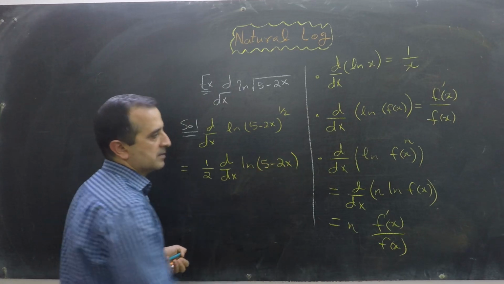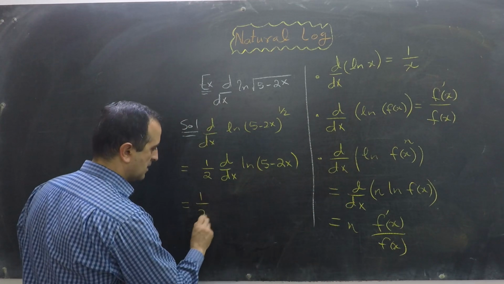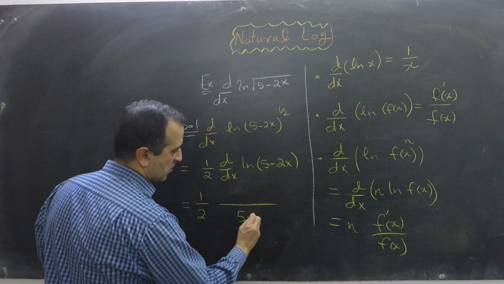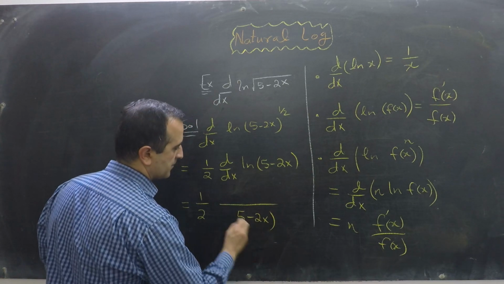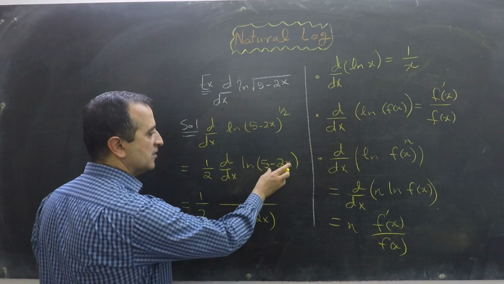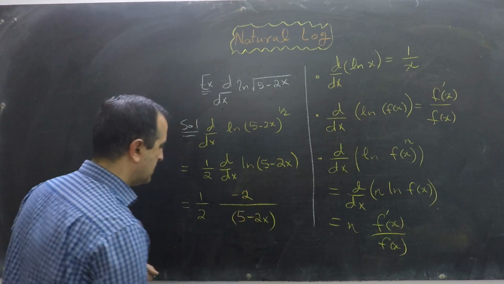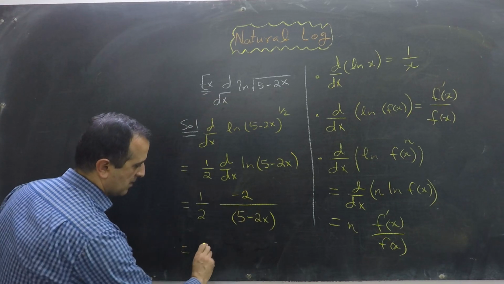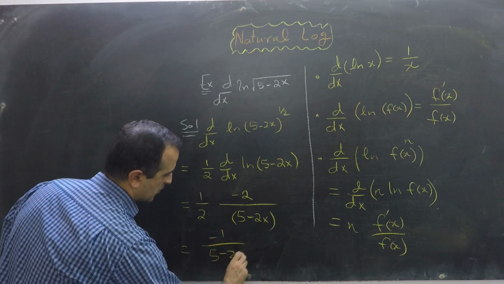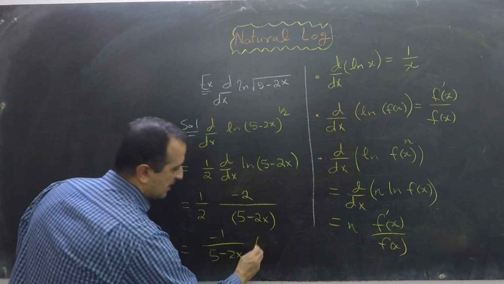Now I apply this rule. So it will be equal to, my function will go in the denominator, and my numerator will have the derivative of the function, which is equal to minus 2. And it simplifies to minus 1 over 5 minus 2x, because this 2 and this 2 will cancel with each other. So that's my answer.